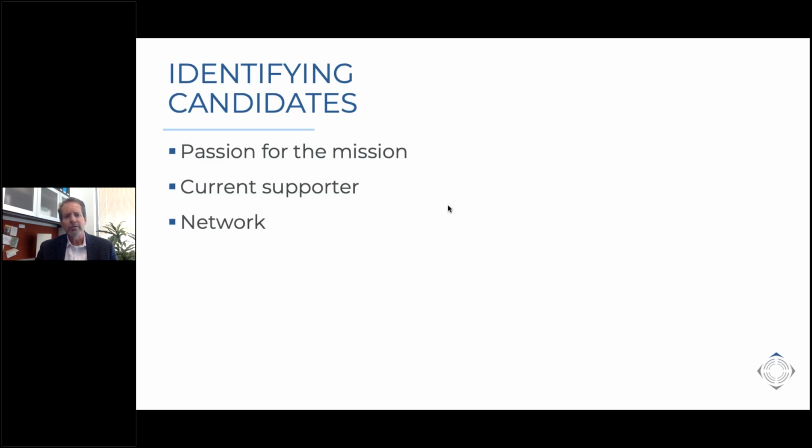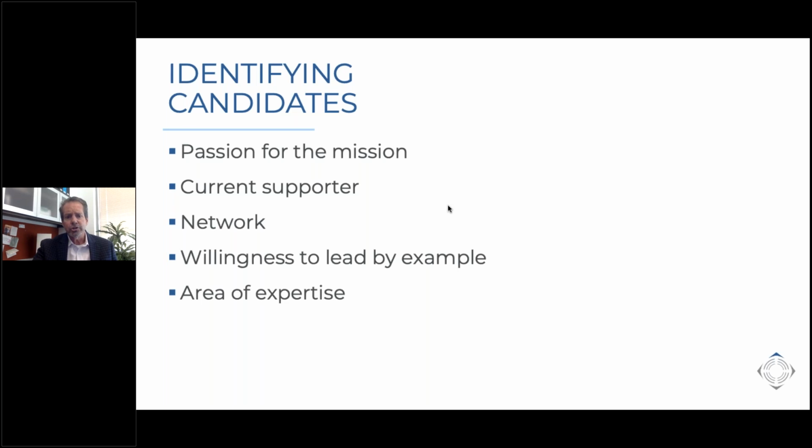But that's a critical piece, and obviously picking candidates for your development committee who have networks, or you believe network with the right kind of people, is important. Most importantly, their willingness to lead by example, to set the pace and set the bar at a high level that they will in turn charge the board.